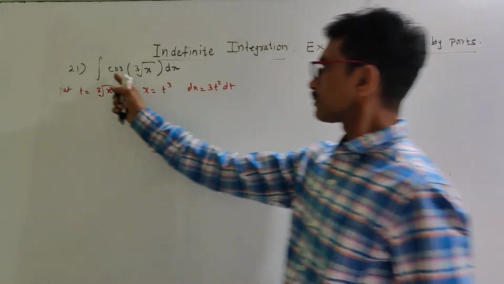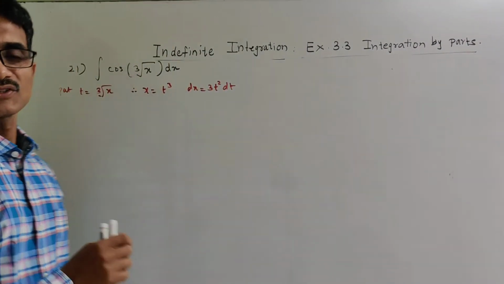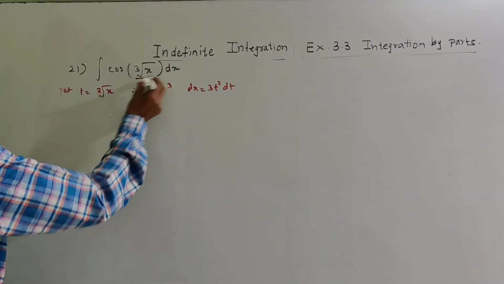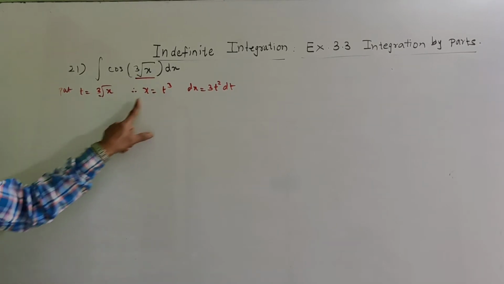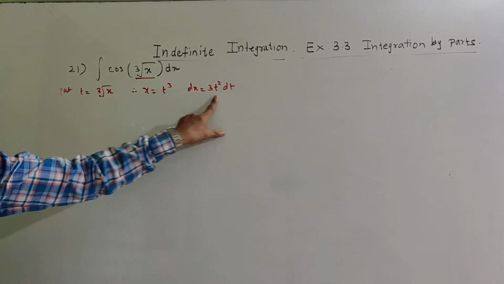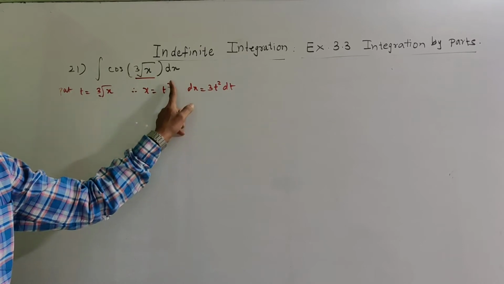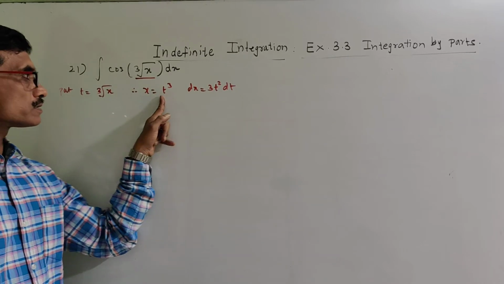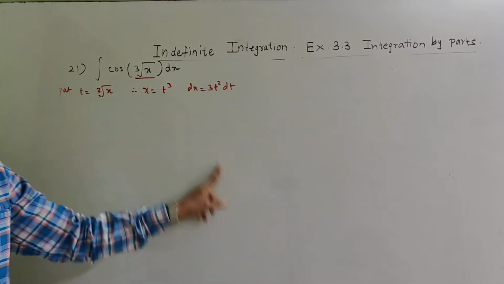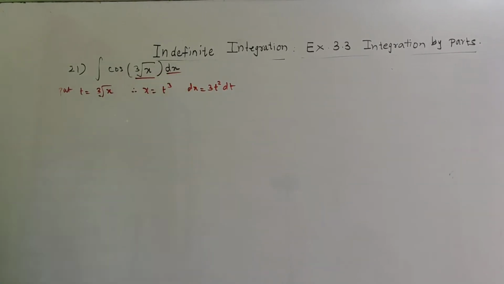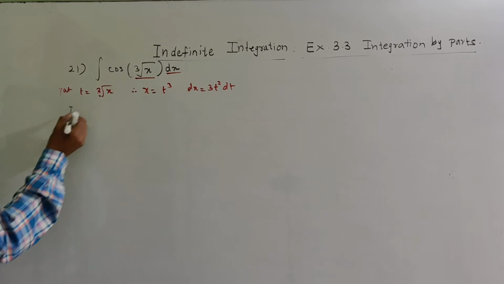21st question, cos of cube root of x. So here is cube root of x, we put t, so that x is equal to t cube and dx is 3t square dt. Derivative of this is 3t square and dt, that is dx. So this dx will be 3t square dt.